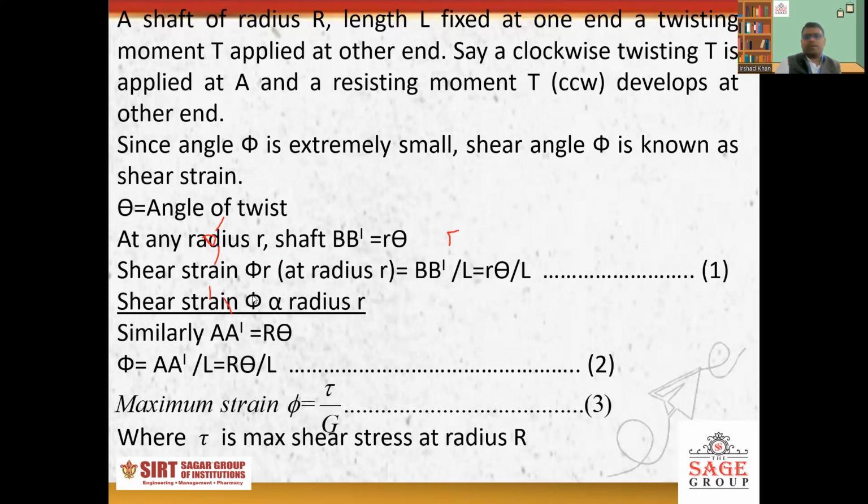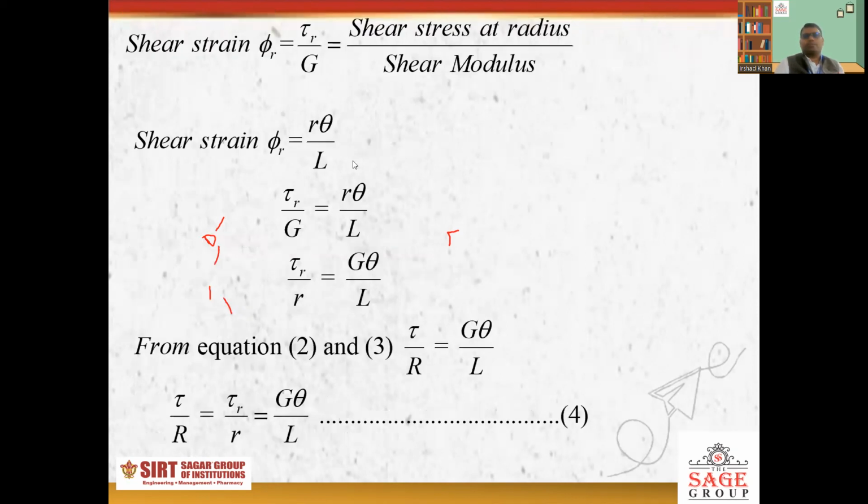Similarly, the shear strain phi at radius capital R: AA dash is R theta, and we can write phi similarly, AA dash upon L, that is R theta upon L. Simply, you can understand. Okay, so we know the formula for maximum strain, phi is equal to tau upon G, where G is the modulus of rigidity and tau is the maximum shear stress at the radius R. So what happened?